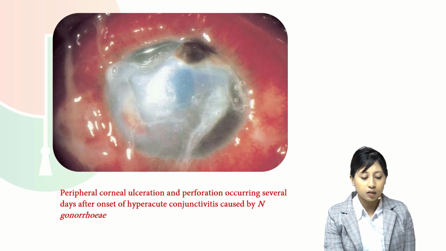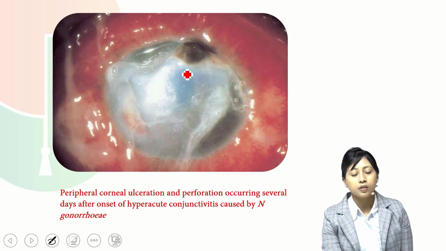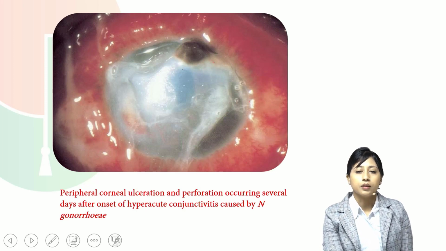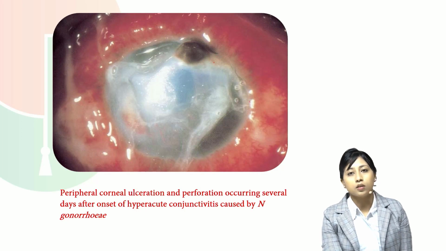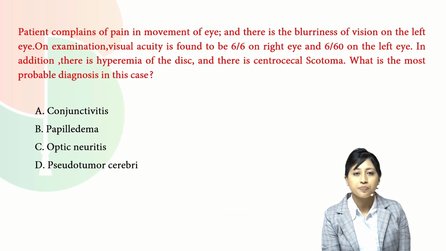And this is the case where there is peripheral corneal ulceration and perforation which occurs after the onset of the hyperacute conjunctivitis. We can see the congestion here, perforation. So Neisseria gonorrhoeae is associated with complications such as corneal perforation, which will lead to severe visual loss in the patient.